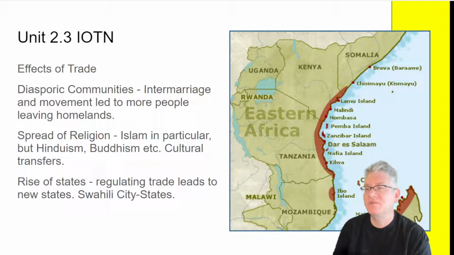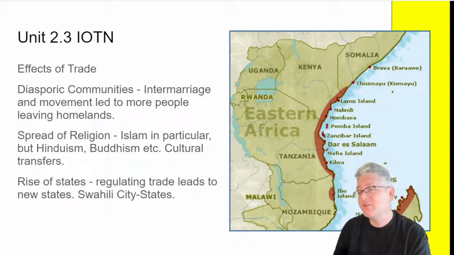Intermarriage and movement led to more people leaving these homelands. So we're going to see more and more people leaving these homelands and creating new communities in various places. Islamic merchants will be in various places, and Malay merchants. We'll see a map on this in just a second, or a grid, I should say. Also, we're going to see a spread of religion through the Indian Ocean trade network: Islam in particular, but also Hinduism, Buddhism, and other cultural transfers.